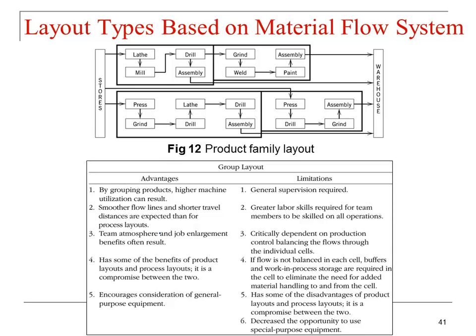Smoother flow lines and shorter travel distances are expected for that process layout, and it encourages consideration of general purpose equipment. And for all of them, you're going to require supervision. For this type of cell manufacturing, greater labor skills are required for team members. Most of the time you have the same person moving the product from one station to the other, so you will have different skills required for each one of the workstations in that cell, and so on.